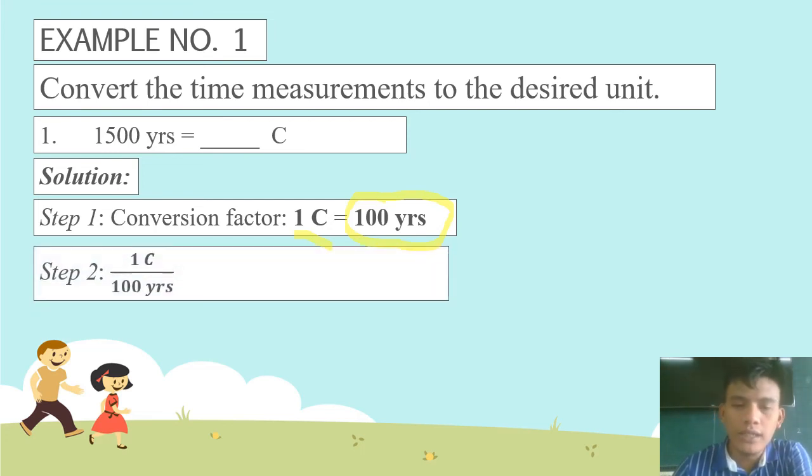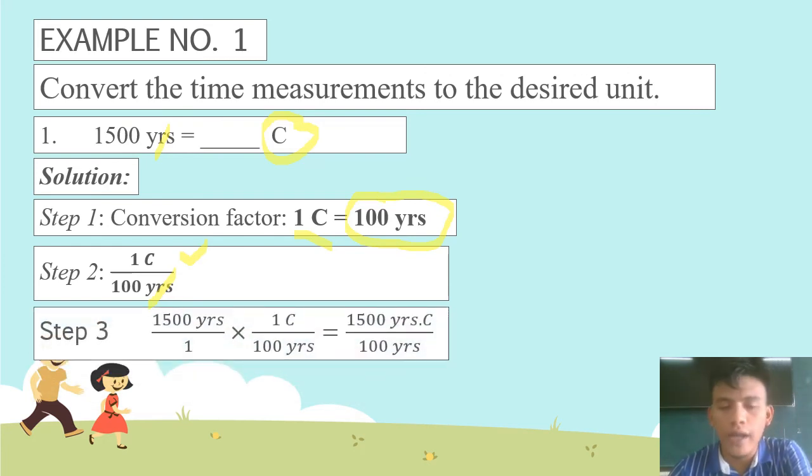Step 2. 1 century over 100 years. 1 century will be put in our numerator because that will be our desired unit, century. 100 years will be put in our denominator because we need to cancel out years. 1,500 years over 1 times 1 century over 100 years is equal to 1,500 years century over 1 times 100 years, which is 100 years.